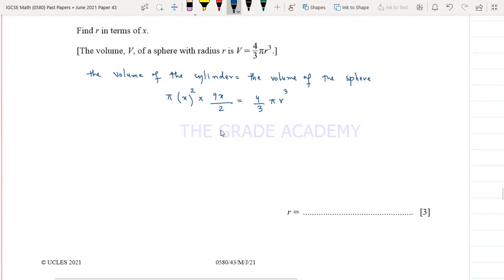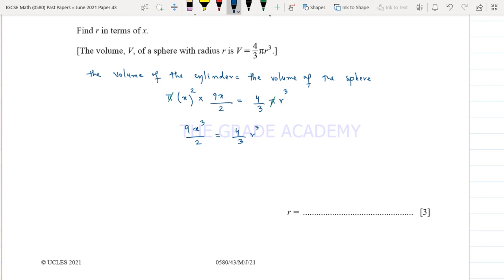So we can simplify this equation as 9x/2 is equal to 4/3 r³. Here we have cancelled pi on both sides, and x squared times x is x³, so 9x³/2 is equal to 4/3 r³. So now we have to find r in terms of x.